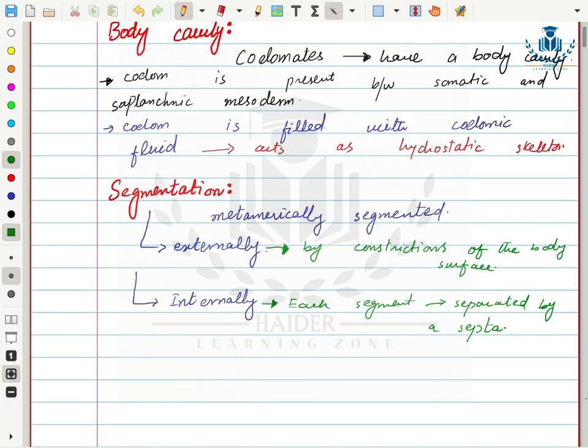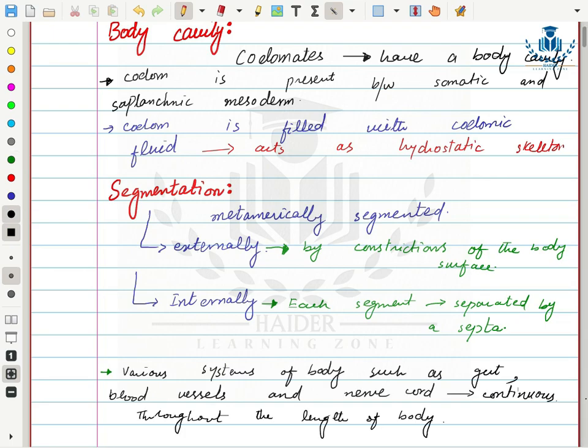And one important thing about their segmentation is that various systems of the body such as their gut, meaning their digestive system, blood vessels, and nerve cord, are continuous throughout the length of the body, penetrating each segment. It is not that every segment has a separate digestive system and a separate nerve cord. Rather, there is one gut in the whole body that penetrates every segment, one nerve cord, and one network of blood vessels that penetrates every segment.